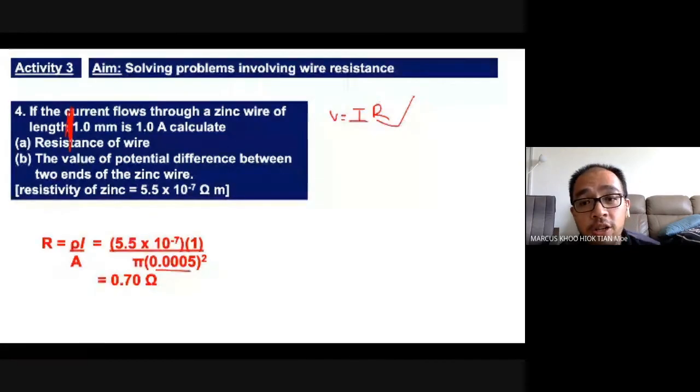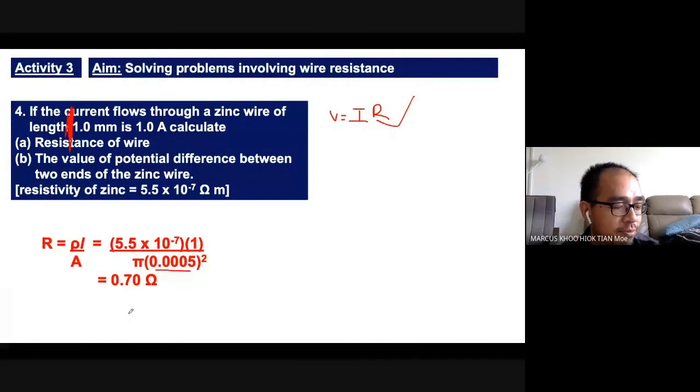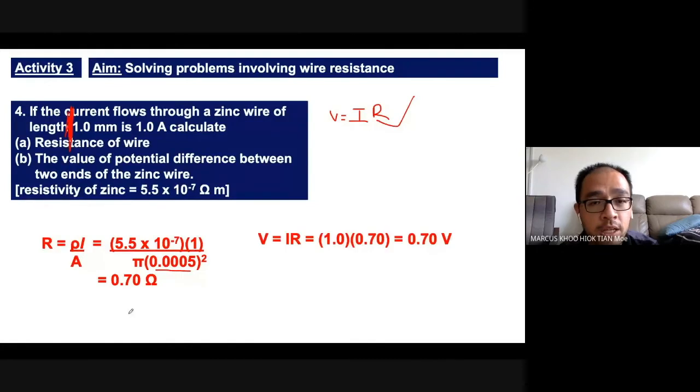So is it really 0.7, Irdina? Right. You got 0.7. Okay. Right. Alright, so the value of the potential difference will also be 0.7 volts. Okay, so this is where we combine both the formulas that we learned in this subtopic, which is V equals IR and then the resistance and resistivity formula. Okay, 0.70.